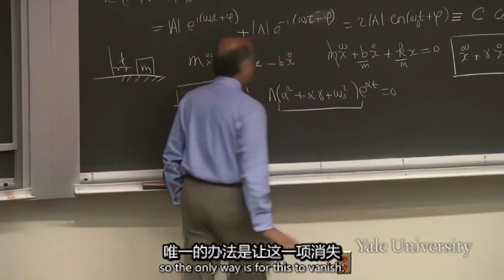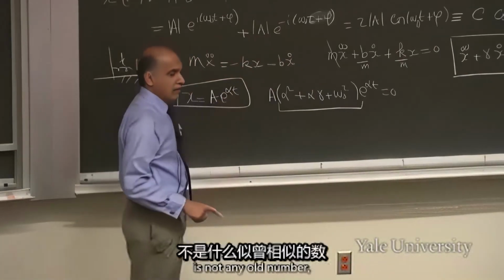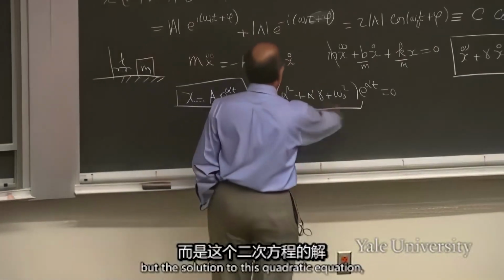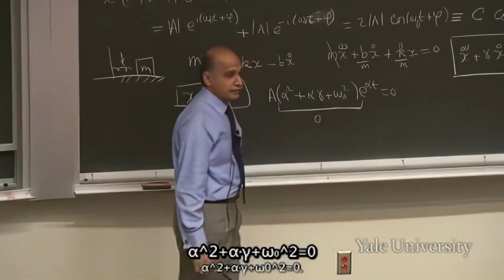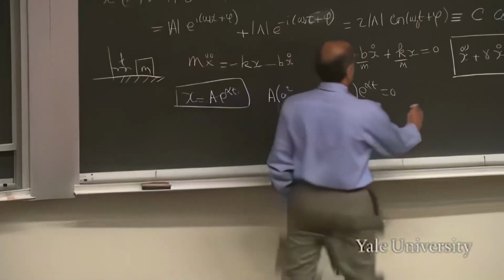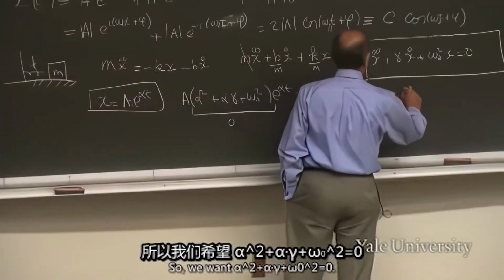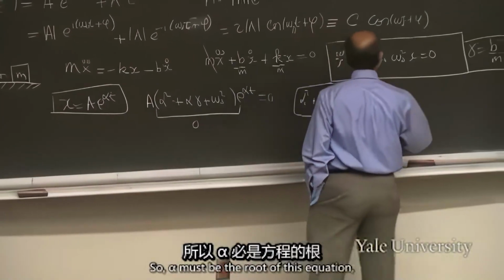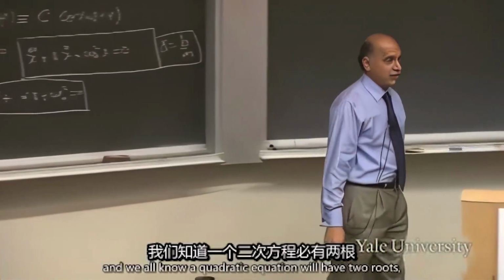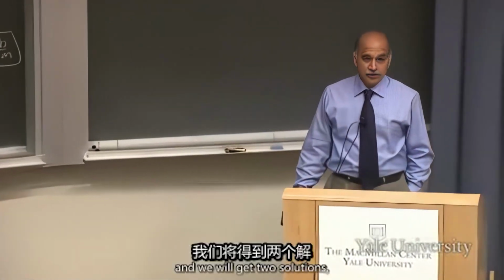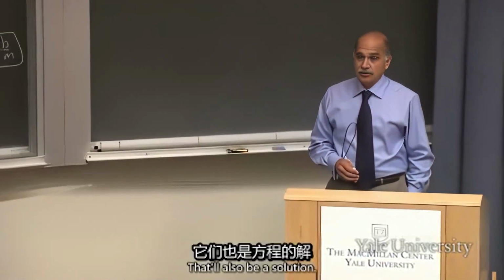for this to vanish. That means the alpha that you put into this guess is not any old number, but the solution to this quadratic equation: alpha squared plus alpha gamma plus omega naught squared equals 0. So alpha must be the root of this equation. And we all know a quadratic equation will have two roots, and we will get two solutions, and we can add them with any coefficient you like. That will also be a solution.